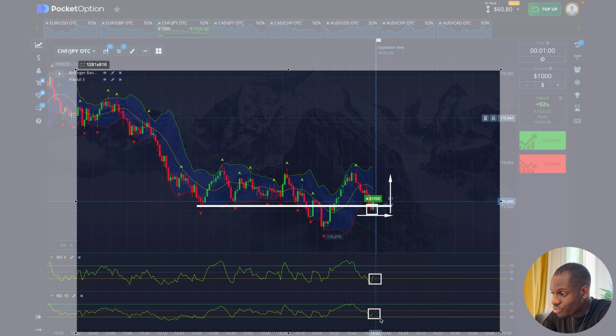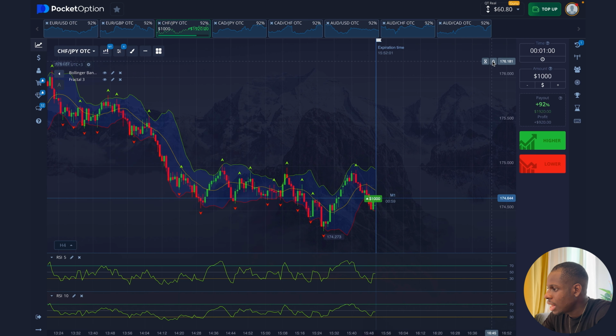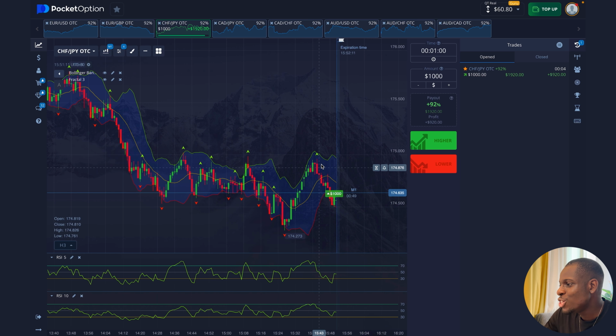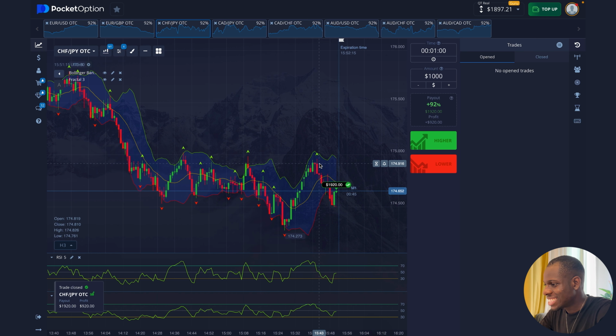Now price is already exiting the oversold zones on both indicators, which is also just furthering our confirmation of this trade. Market is gonna push up from here. It may not, but most likely will. And as you can see, a couple of seconds, 5, 4, 3, 2, bullseye, baby! Oh my god, this is crazy.